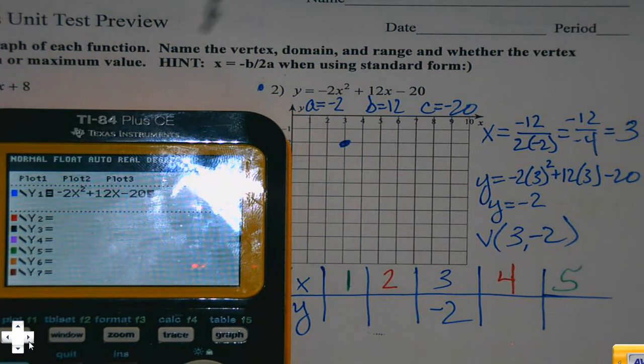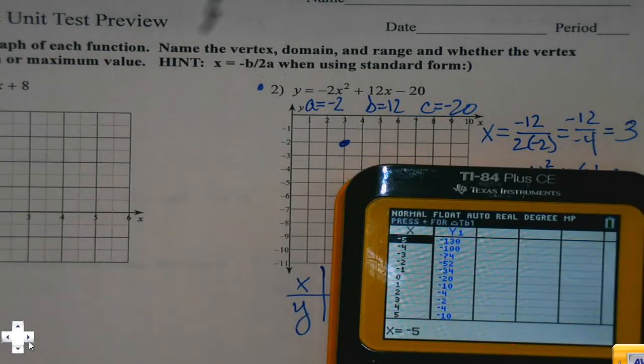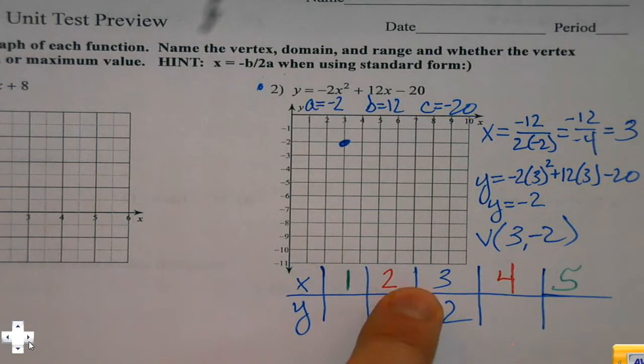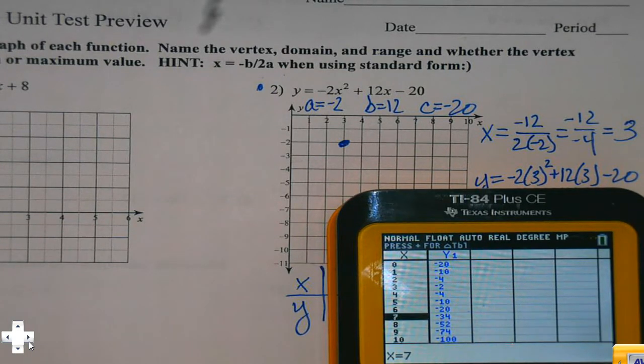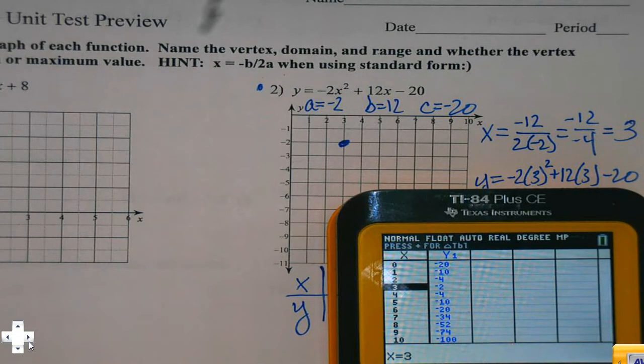We will type as it comes back into play here. We'll get our equation typed in, and we're going to do second graph because we want the chart. Remember where my vertex was, 3, negative 2. This is going to be my way of double checking, because I should see 3, negative 2 in my chart. And I do.